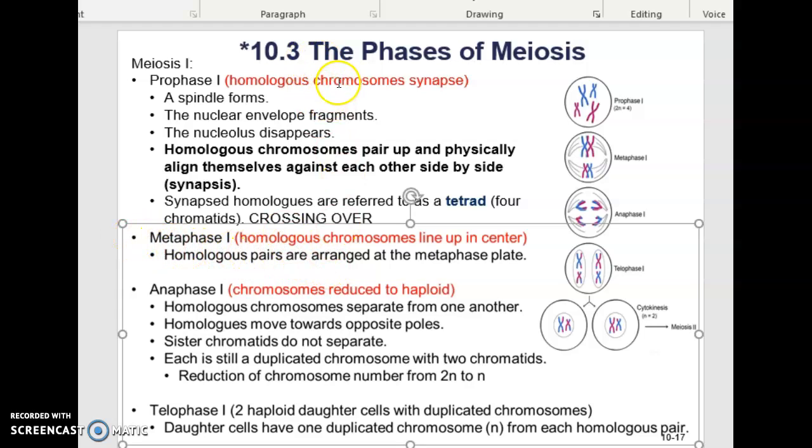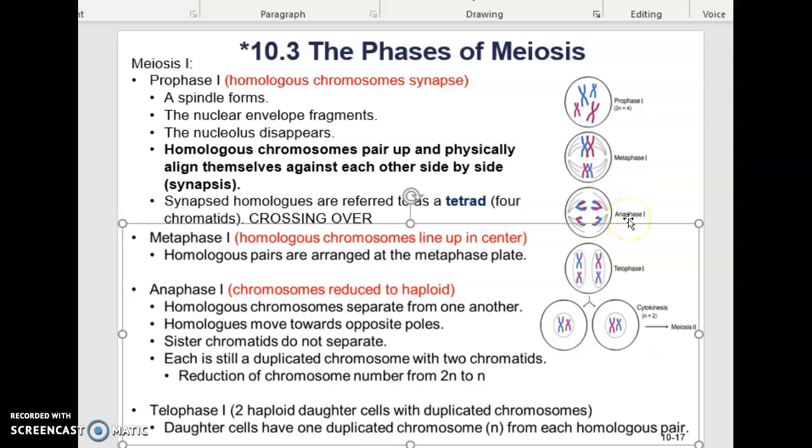So the main parts that you need to remember are in red here. Prophase 1, we had homologous chromosomes synapse, forming those tetrads, and crossing over occurs. Metaphase 1, we have homologous chromosomes line up in the center right here, and that's the law of independent assortment. Anaphase 1, we have chromosomes that are going to be reduced to haploid, and that's because, remember, Ana is the one that pulls them apart. So anaphase 1, they're going to pull them away.